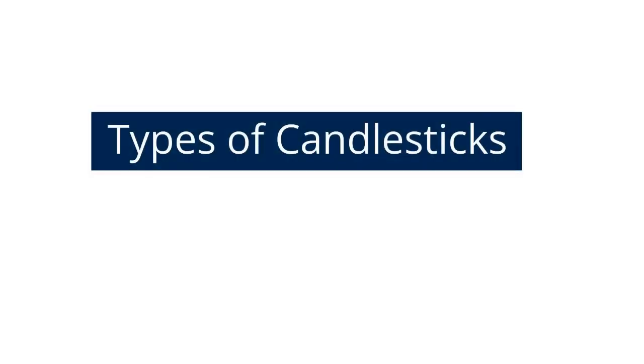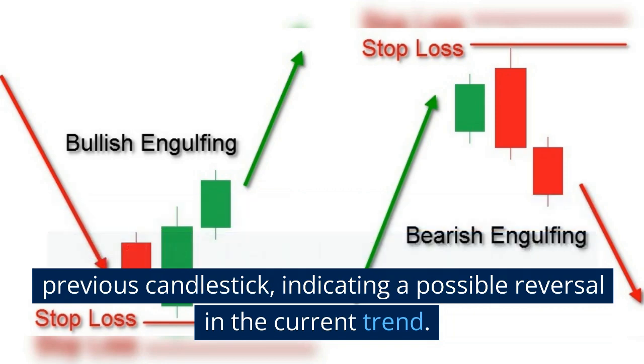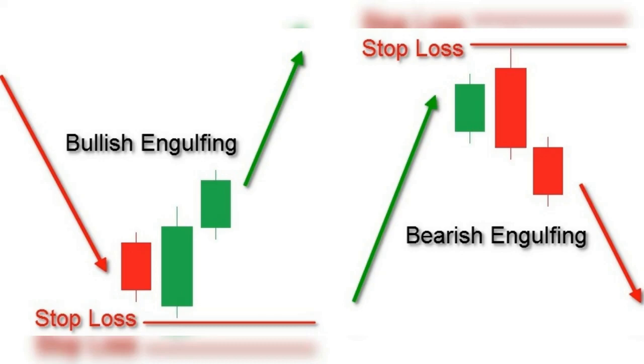Next, we will see some types of candlesticks and their patterns. First one is bullish or bearish engulfing. These patterns occur when a large candlestick completely engulfs the previous candlestick, indicating a possible reversal in the current trend. Engulf means eating, that means swallowing, right? In the image, you can see bullish engulfing.